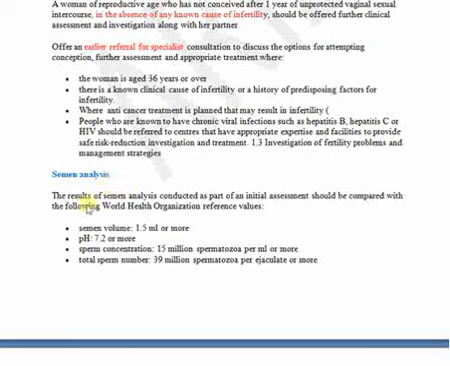Semen analysis. The result of semen analysis conducted as part of an initial assessment should be compared with the following WHO reference values: semen volume 1.5 milliliters or more, pH 7.2 or more, sperm concentration 15 million spermatozoa per milliliter or more, total sperm number 39 million spermatozoa per ejaculate or more.